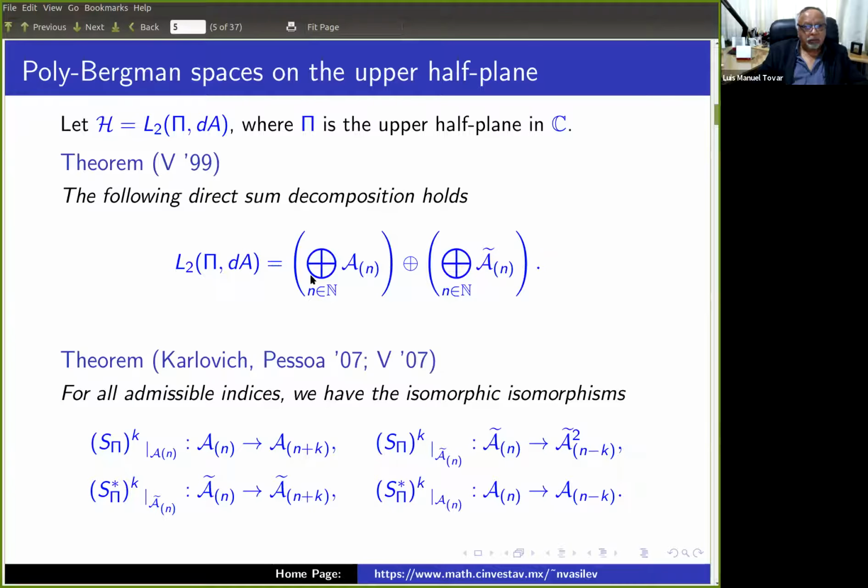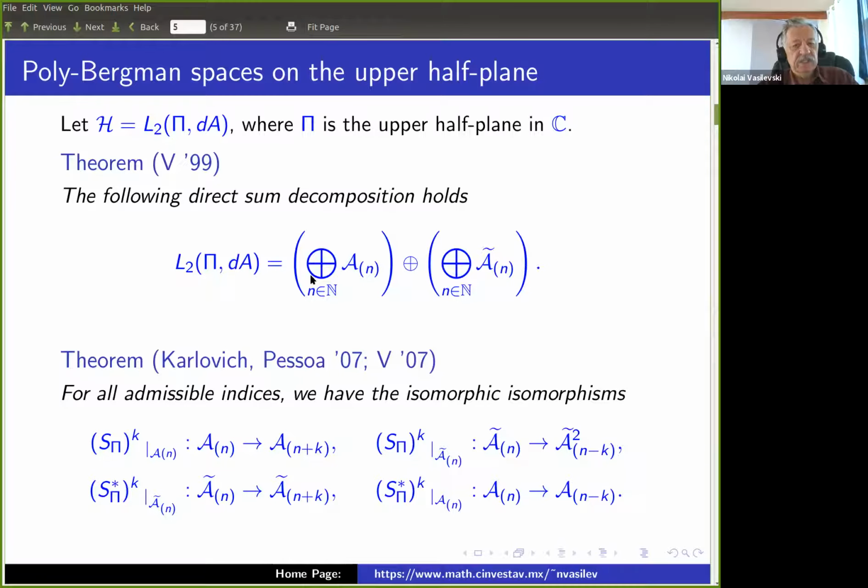Now, a concrete example of the description of the space. Let us consider the so-called poly-Bergman spaces, or polyanalytic spaces, defined on the upper half plane. In this case, our space H would be just L2 on the upper half plane with the normalized Lebesgue measure. And the result of 99 says that this L2 space on the upper half plane can be decomposed as a direct sum of all true n-analytic functions plus a direct sum of all true anti-analytic functions.